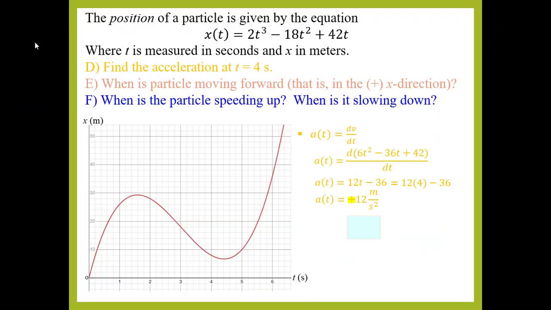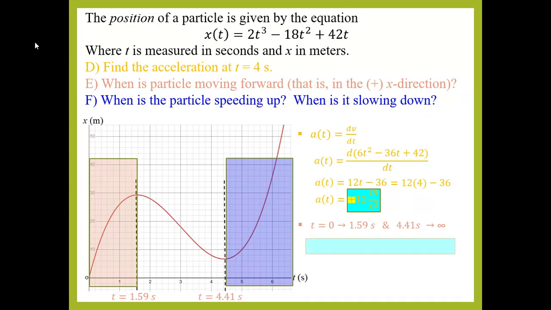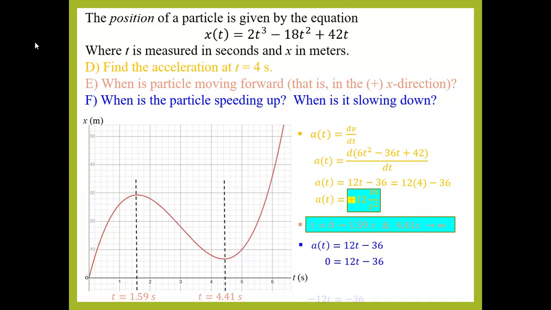Let me go ahead and fast forward all this beautiful work again, and then just move on to F. Part F says, when is the particle speeding up and when is it slowing down? To figure that out, I have to figure out whether A comes to 0 or not, because as you can see here, A actually changes direction. So in my work, I just solved for A. I set A equal to 0. I found A is 0 at 3 seconds.